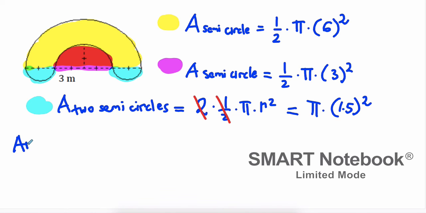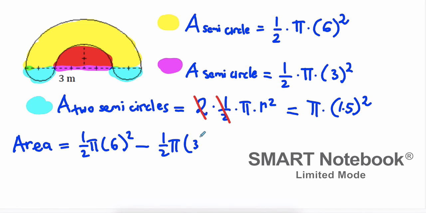So I'm going to take everything now in one go. The area of this shape together will be the area of the yellow part subtracted by the area of the purple part, which is at the bottom. We take it away. And then we need to add on the two blue parts, which make one whole circle, pi times radius 1.5 squared.